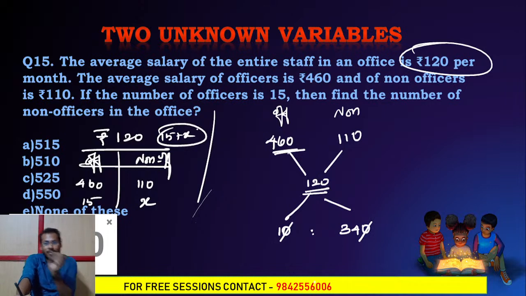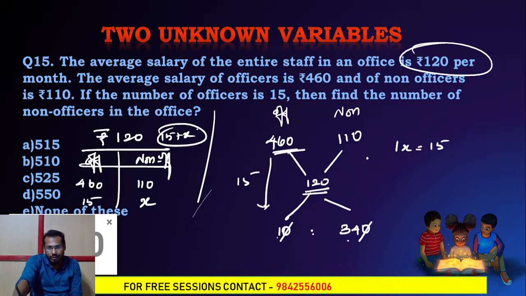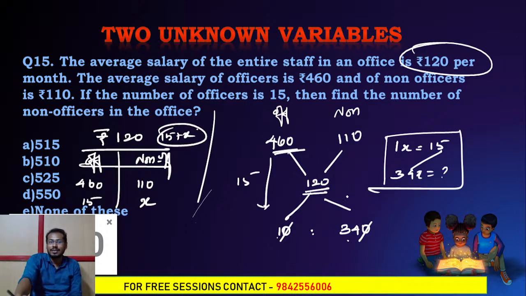If there is one person here, there will be 34 people there. If there are two people here, there will be 68 people there. That's the ratio. Now they have said that officers are 15. So if it is 34 for one, what will it be for 15? One part is equal to 15. I need to find the 34 part. 34 x is equal to what? 34 into 15. That is the only thing you have to do. 34 into 15 is 510. That's the right answer.